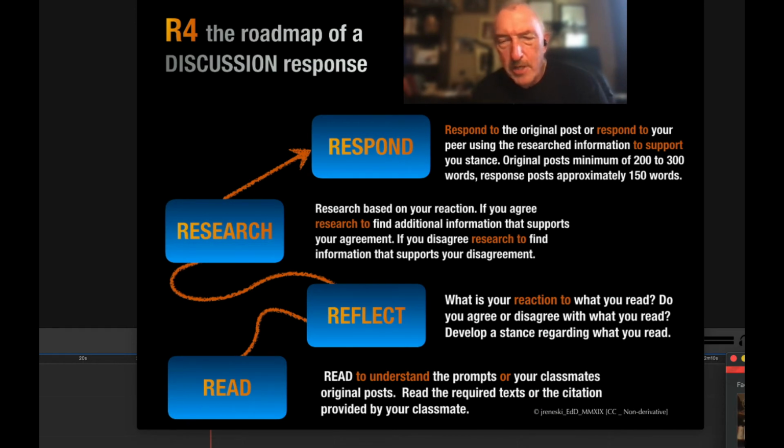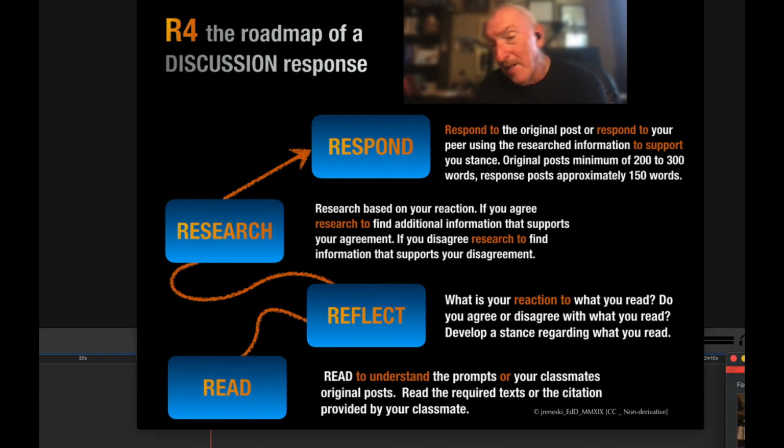Always read to understand what the prompt was, and then think about it. Reflect on it. Do I agree or do I disagree? So you want to then focus your research on that decision. Did you agree or didn't you agree? If you agreed, read through the resources that they provided and see if there's anything that you can build upon to add to the post.